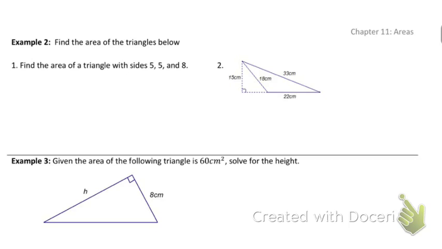So it says we have a triangle with sides 5, 5, and 8. So let's draw that triangle. And more specifically, what kind of triangle has two sides being the same? Isosceles. So I'm going to draw it like an isosceles triangle where we have 5, 5, and 8. Well, I need half the base times the height. In order to have that, I would need to find the height of this.